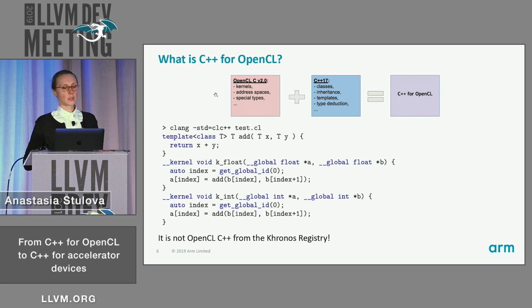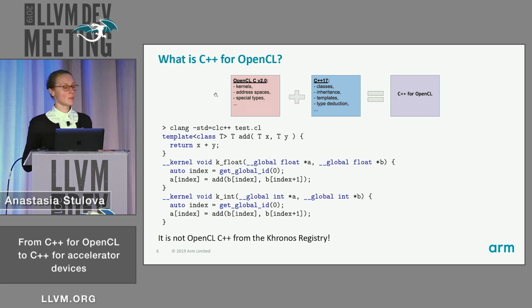Now let's talk about C++ for OpenCL. These days, applications that are run on accelerators are more and more complex, and we would like to have features from C++. So in this work, we are combining OpenCL features such as the use of kernels, address spaces, and special types with C++17 features: classes, type deduction, templates, inheritance, all those things.